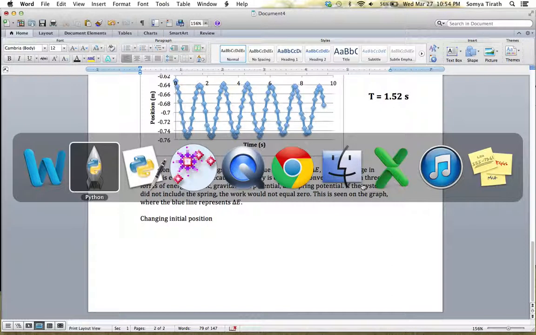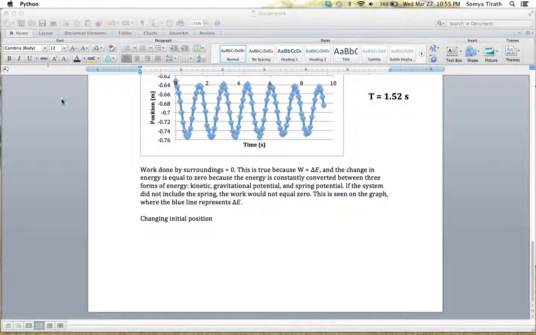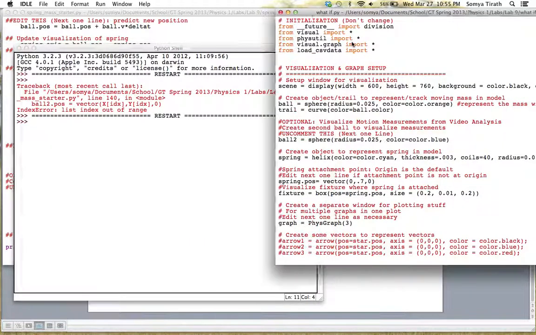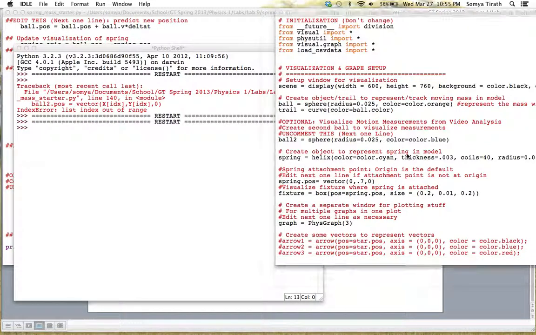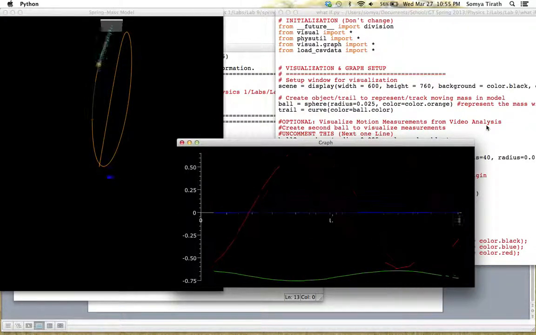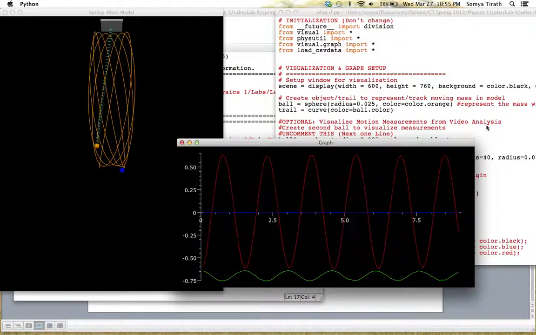So the final question is, what happens if we change the initial position? If we put 0.7 as the initial position for the spring, you can see that because the x direction didn't change at all, the motion in the x direction is the same, but the y direction values do change a greater amount. However, the change in energy is still equal to 0 because the path is still the same, but it's just a greater swing.